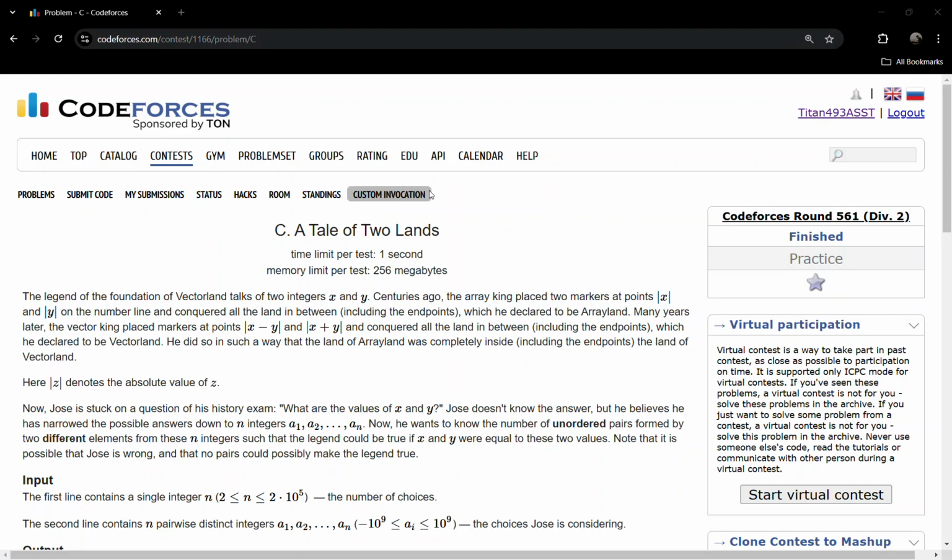Today we are going to solve this question on Codeforces called A Tale of Two Lands. The question states that some king chose two integers x and y, and he gained control over the land from mod x to mod y, including mod x and mod y. Then another king came and took control over the region from mod of x minus y to mod of x plus y, including both mod of x minus y and mod of x plus y.